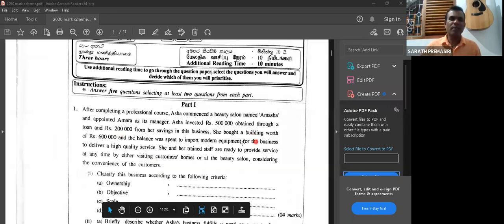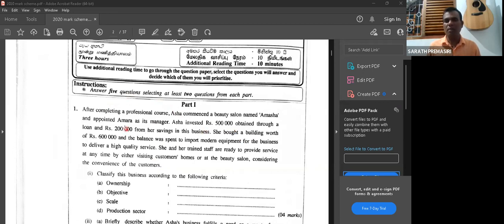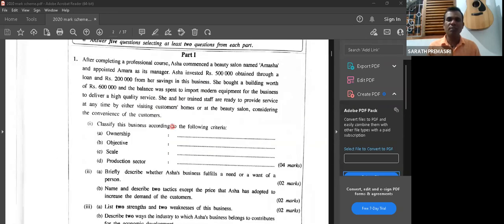Now look at this paragraph. Just try to understand when you are given questions on business studies. You see, this is the model. You are given a case study, a small case, and by referring to this case, you have to answer these questions. Now look at the first question. Classify this business according to the following criteria: ownership, objective, scale, and production sector.